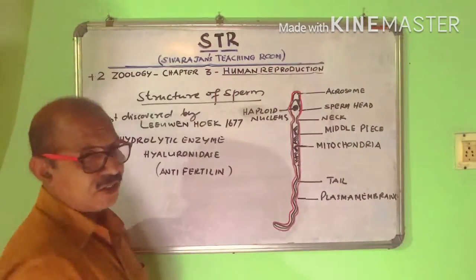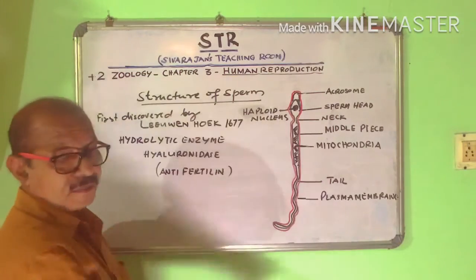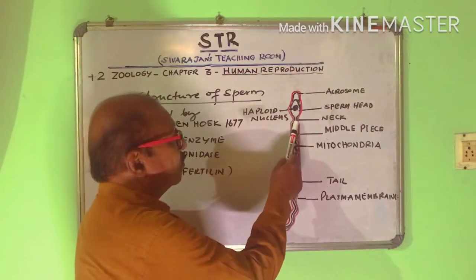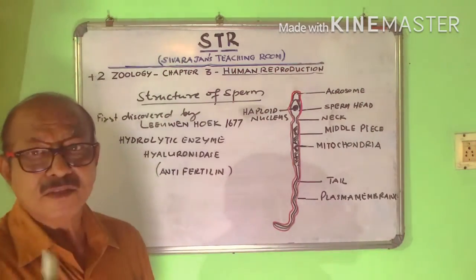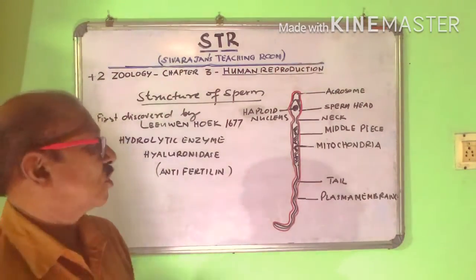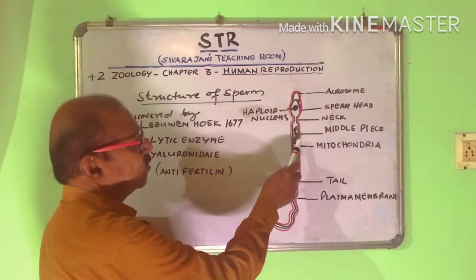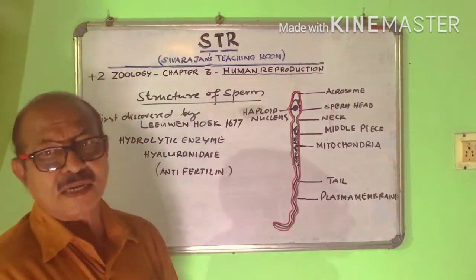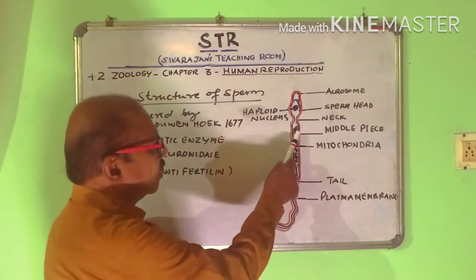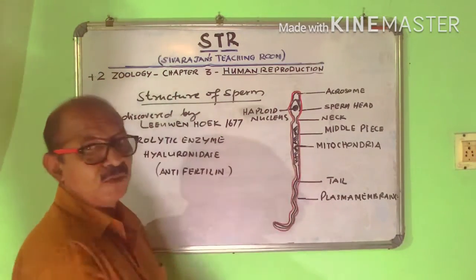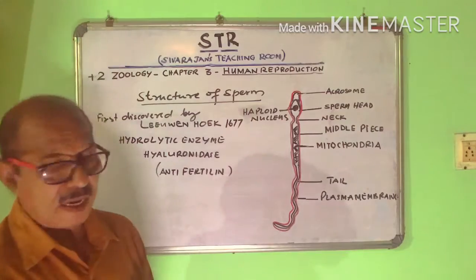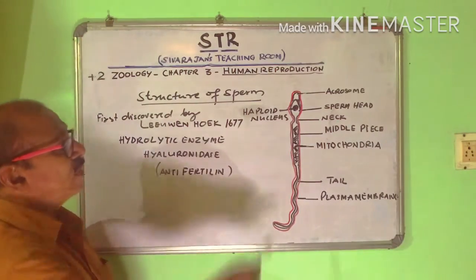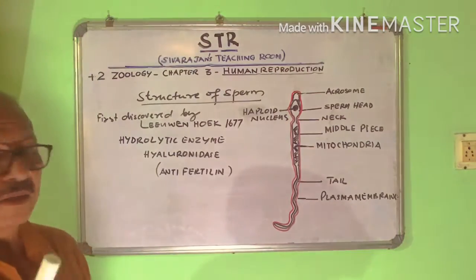The head contains a haploid nucleus, and the neck is the small narrow portion that connects the head to the middle piece. The middle piece contains a large number of mitochondria, and the fourth part is the tail. So we will see each part in detail.